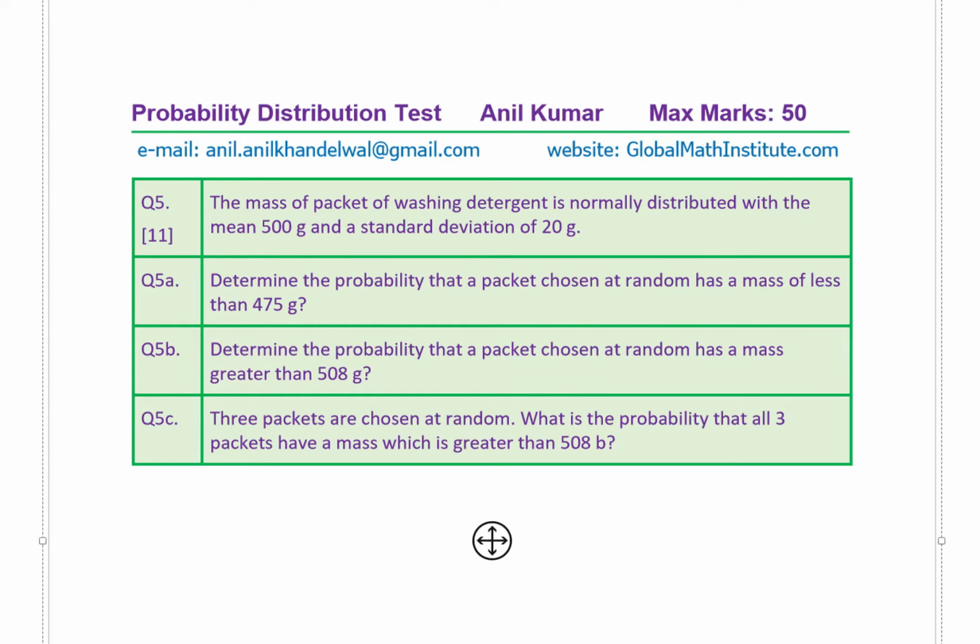3 packets are chosen at random. What is the probability that all 3 packets have a mass which is greater than 508 grams?